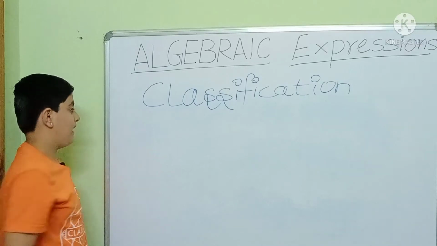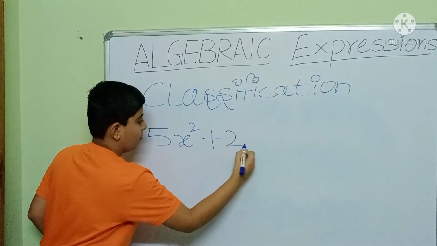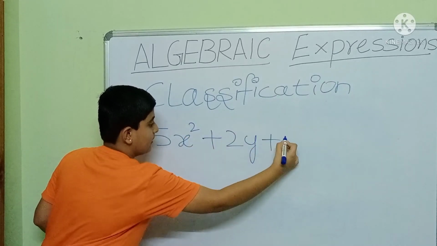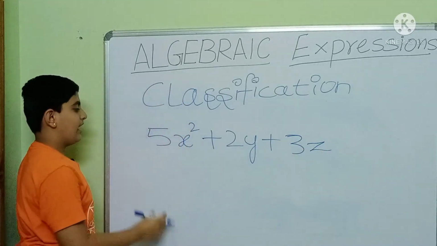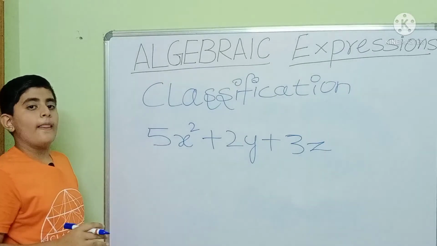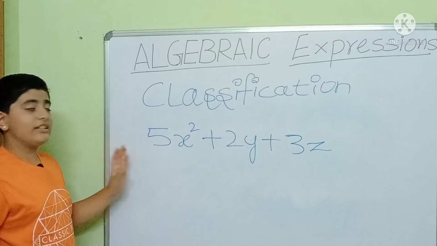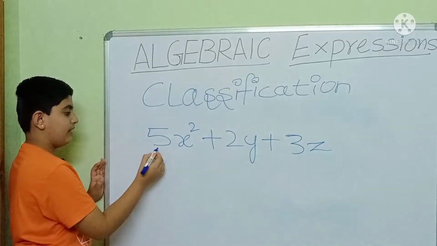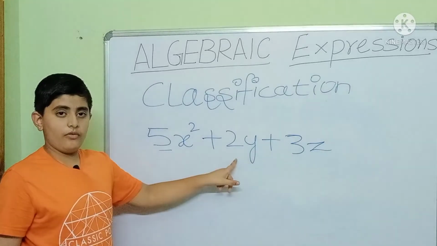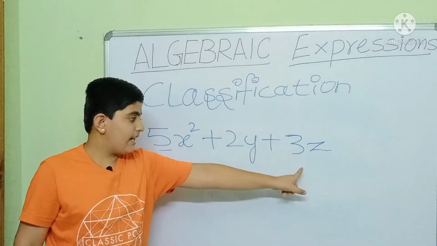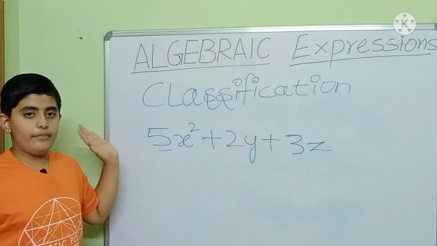Let us take the example as 5x square plus 2y plus 3z. So here the first law is that a polynomial should have non-zero coefficient. So 5 is greater than 0. Here there is 2. It is greater than 0. Here there is 3. It is greater than 0. So the first law is completed.